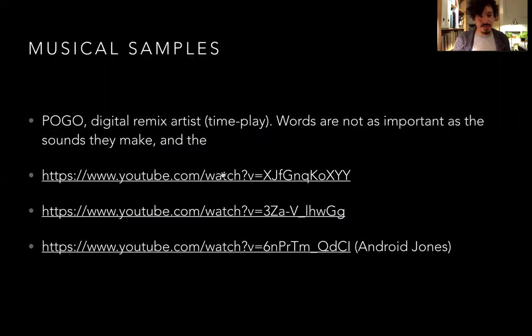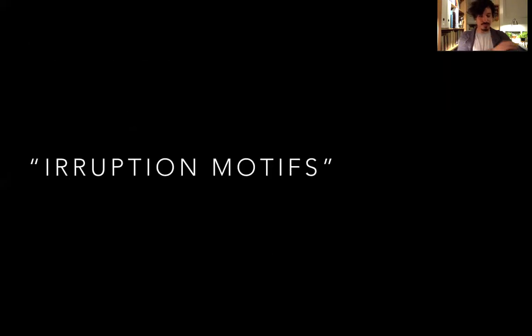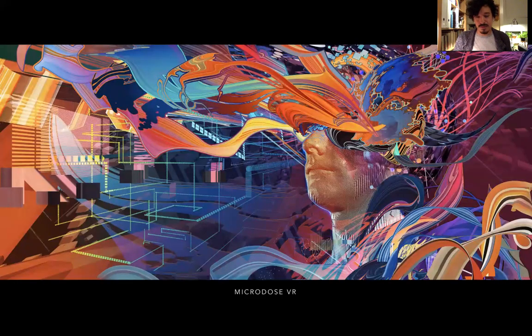So let me go back to the slides here. Time play. What we were going over. So more motifs of the interval. One of the things I've been playing around with in this presentation is this idea that we're jumping from breaking down space, and space is becoming blown up into hyperspace, into this sort of multidimensionality.